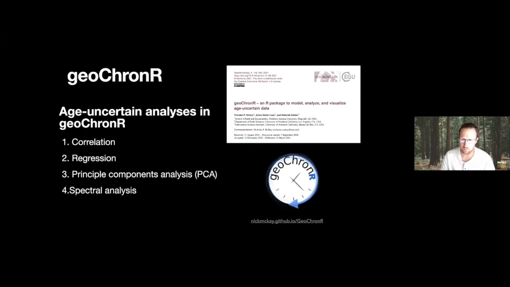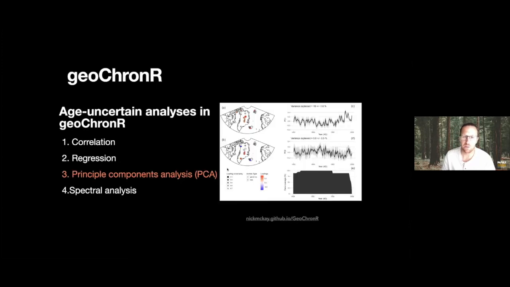Here's an example of what one of these outputs looks like in a way that would be network focused. Here is an age uncertain principal component analysis for the North Atlantic region. Again, tutorials highlighting how to do this are available both in the manuscript that just came out describing this, but also online.